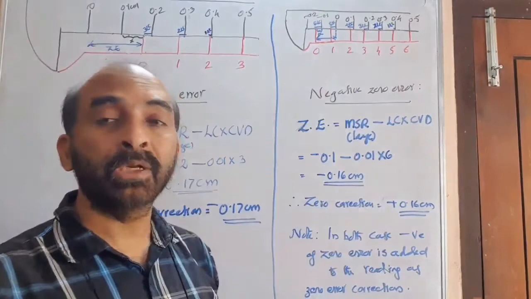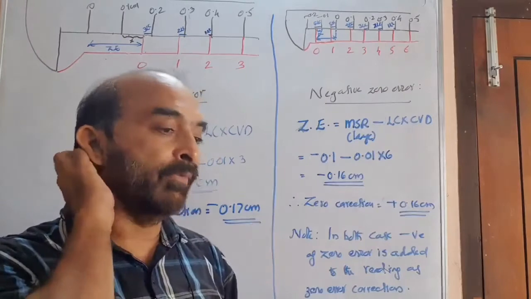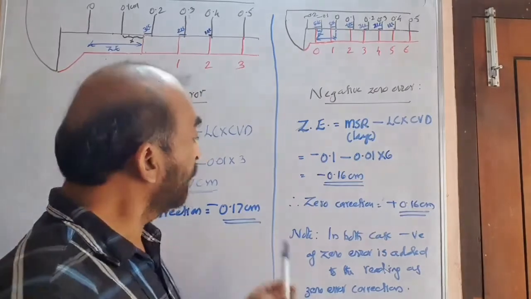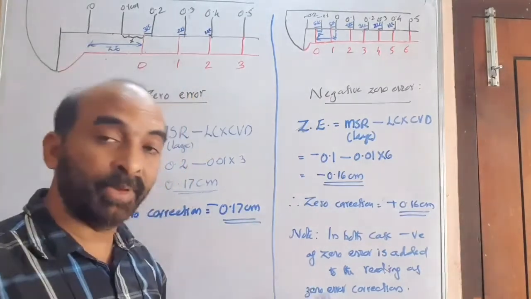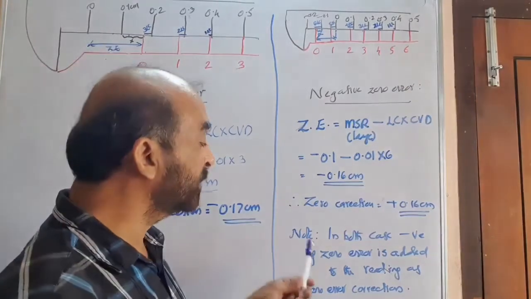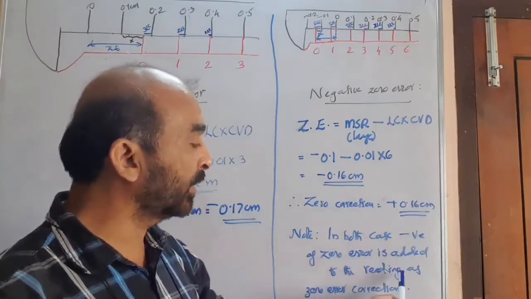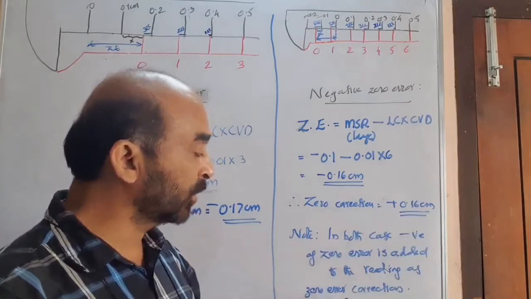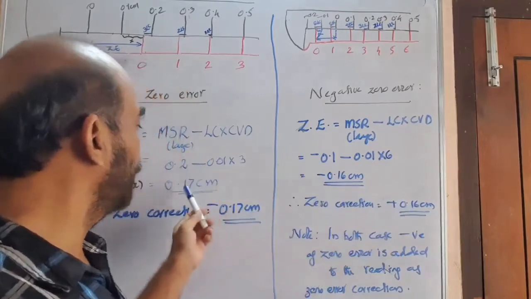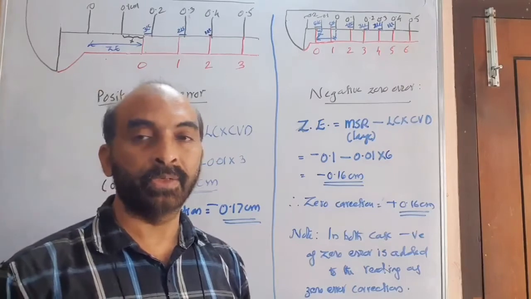You have to be very particular about the sign convention and the change in the sign of the equation when you are dealing with retrograde vernier calipers. Otherwise, sign may create problems. In both cases, we can generalize, as in the previous explanation for normal vernier calipers. The same explanation holds good here also. That is, in both cases, the negative of the zero error is added to the reading as the zero error correction. Because when it is minus 0.16, you are adding this. When it is plus 0.17, you are adding minus 0.17. Hope you understood that.